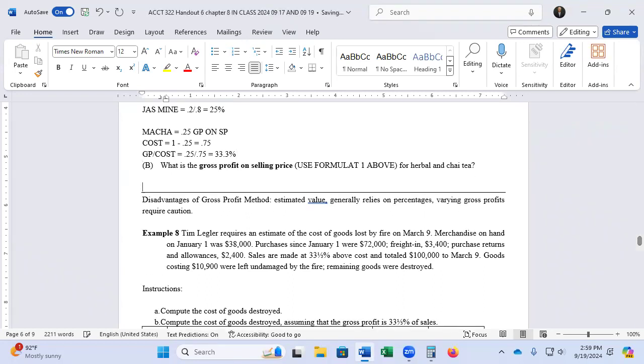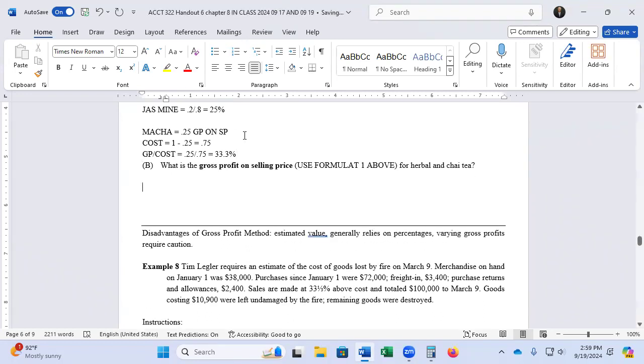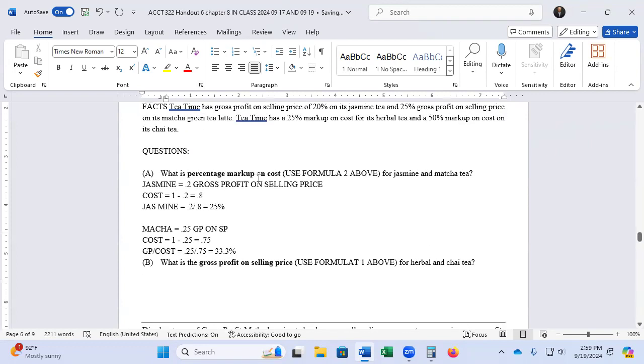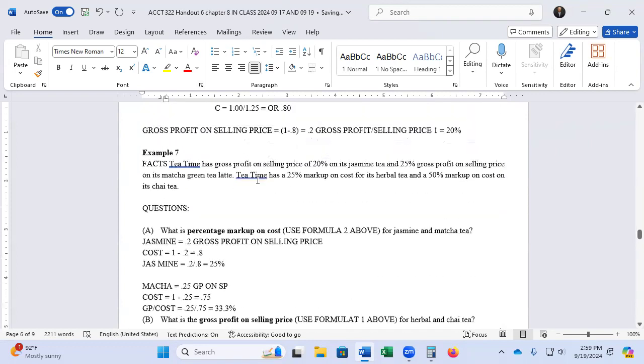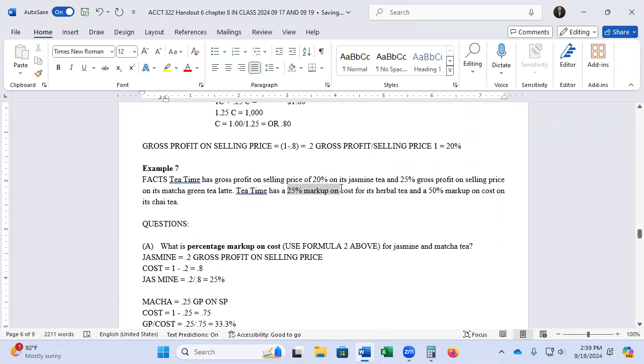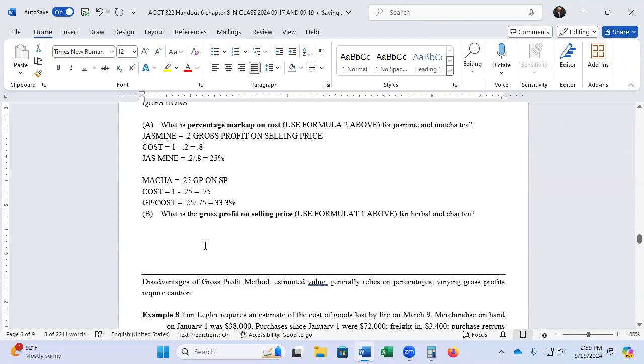Any questions there? Now we're using herbal and chai tea, and it has a 25% markup on cost for its herbal tea and a 50% markup on cost for its chai tea. All right, so herbal equals 0.25, right? That's its markup. And we want to divide that by its selling price eventually.